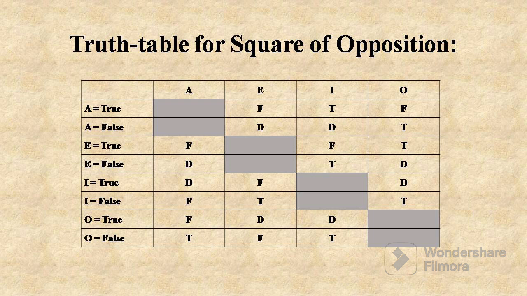So this is the altogether truth table for the square of opposition. If A is true, then E is false. If I is true, then O is doubtful. Altogether.